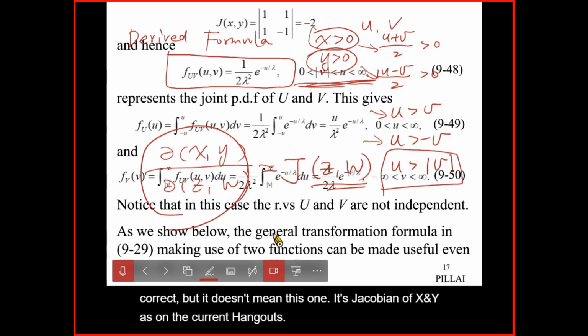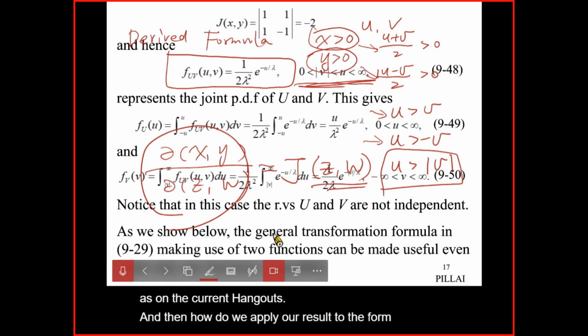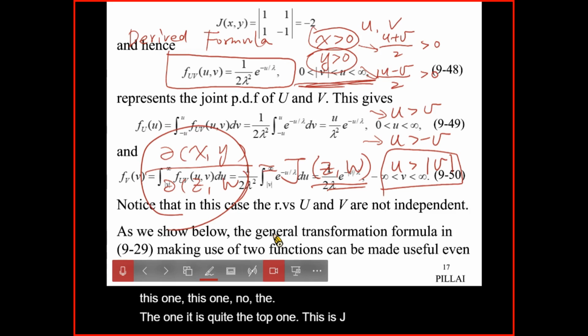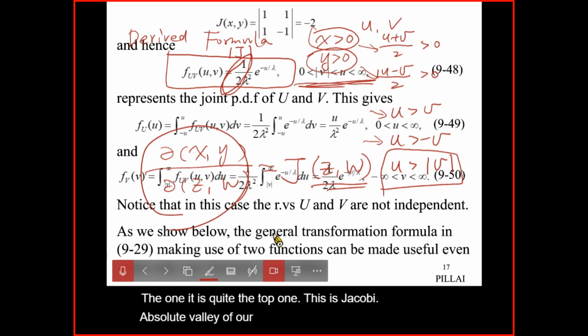How do we apply our result to the formula? Yeah, this one. No, the one in the square, the top one. This is the Jacobian, the absolute value of our Jacobian. Oh, it is the absolute value. Yeah, so there is no minus in there. That's correct. Don't forget, we should have the absolute value sign regarding the Jacobian.